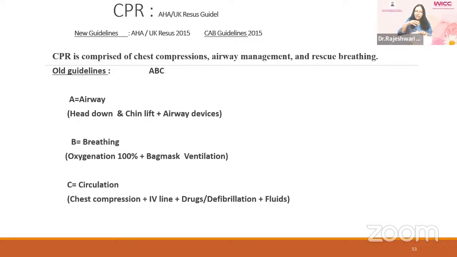क्योंकि कभी कभी क्या होता है, breath देने के बाद, blow देने के बाद immediately pulse start हो जाते हैं. ठीक है?